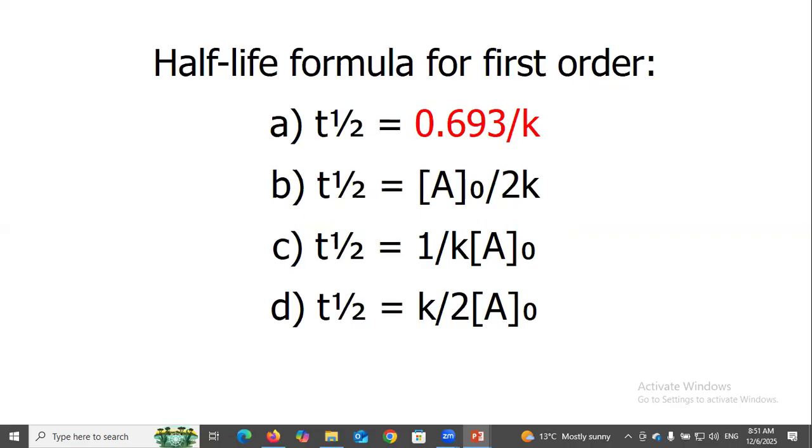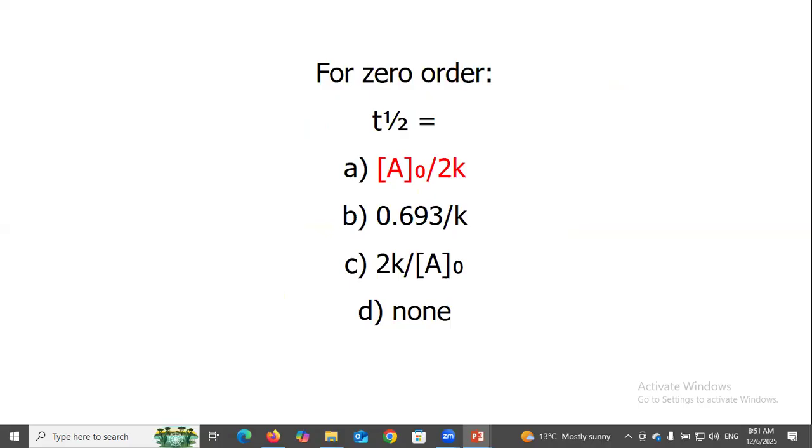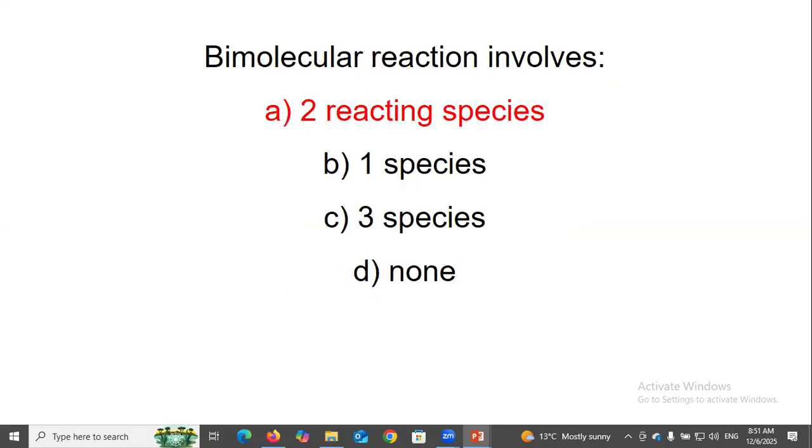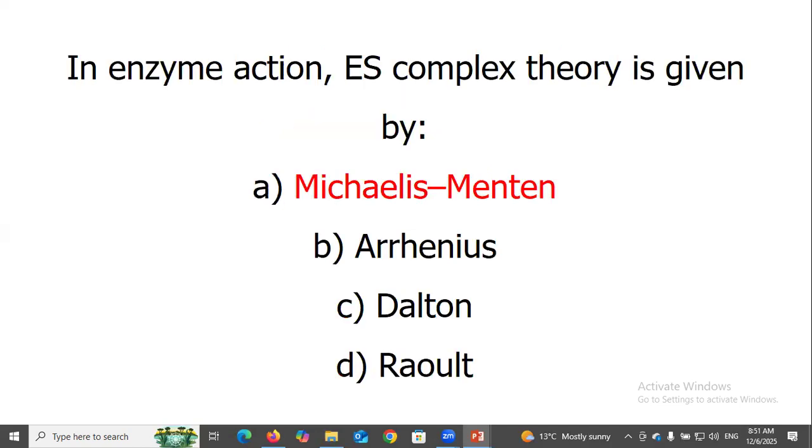Half-life formula for first order T half equal to 0.693 over K. For 0 order, T half is A naught over 2K. Bimolecular reaction involves two reacting species, one species, three species, none. Correct option is two reacting species. In enzyme reaction, enzyme substrate complex theory is given by Michaelis-Menten, Ernest, Dalton, Raoult. Correct option is option A, Michaelis-Menten.